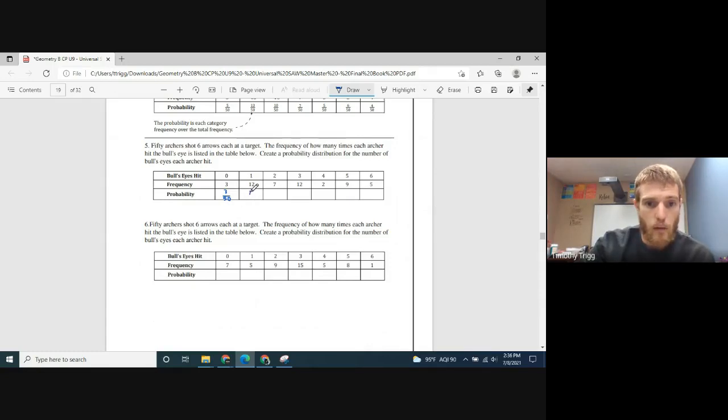Here, 12 people hit the bullseye once out of 50 total archers. Here, 7 archers hit the bullseye twice out of 50. There were 12 archers that hit the bullseye 3 times, so 12 out of 50. 2 out of the 50. 9 out of the 50. 5 out of the 50. Easy. See if you can do the next one.